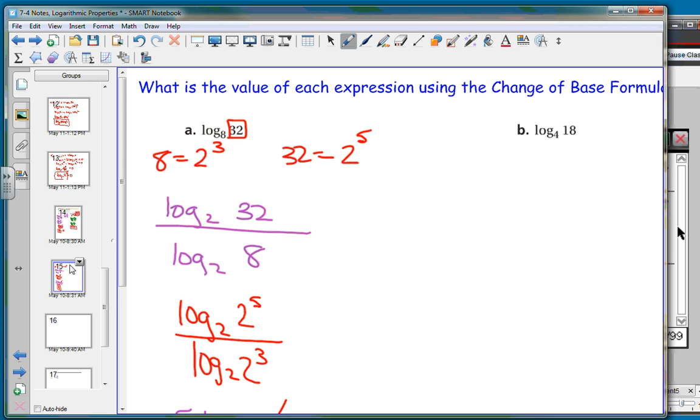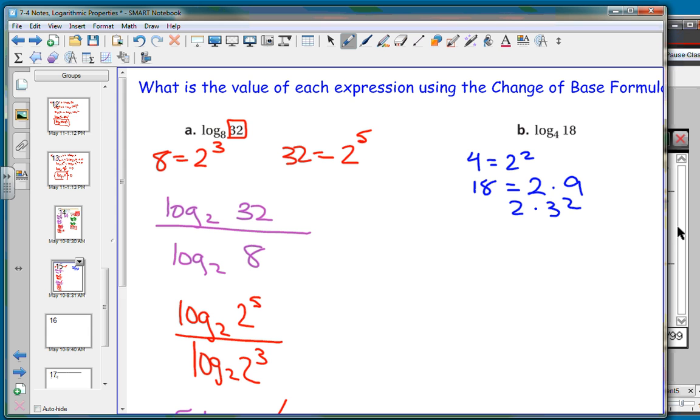Okay, log base 4 of 18. Now you tell me, can I express 4 as a number to a power? How about 18? No, that's not helpful. This is going to be 2 times 9, which is 2 times 3 squared. Is that helpful? No, since we can't really do anything with that, what do I need to do? What base should I use? You should use a base 10.